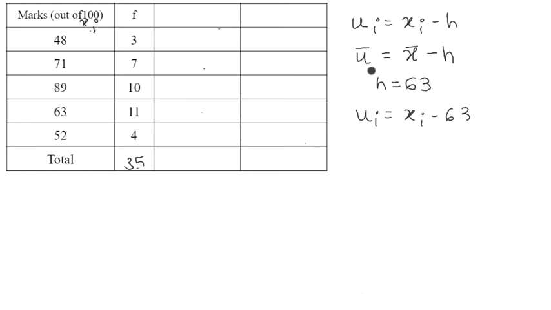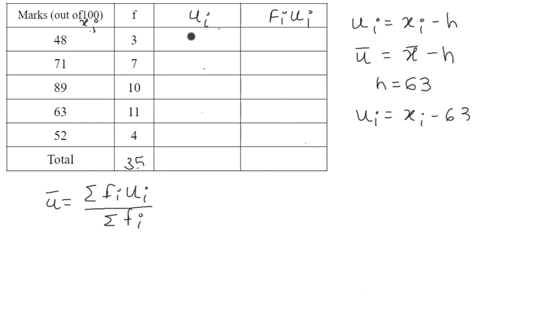Now we want to find the u bar. So how to find the u bar? So what is the formula for u bar? Since this is the discrete frequency distribution, the formula for u bar will be summation fi ui upon summation fi. So we have already the column of fi, we need to find the column of ui. After finding the column of ui, we can find the column of fi into ui. So what is ui? Ui is nothing but xi minus h. Ui is equal to xi minus 63. So let's have the values for ui.